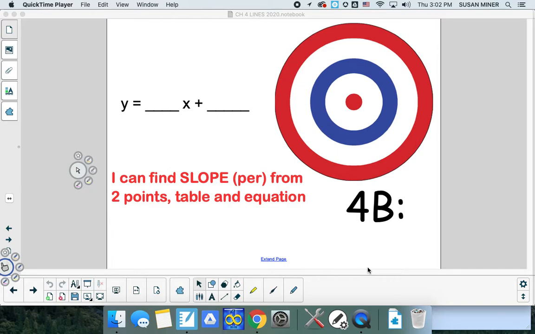Hi guys, this is Ms. Miner, and this is Assignment 4B, Unit 4, Assignment B, and we are going to be working on finding the slope from 2 points, from a table, and from an equation.